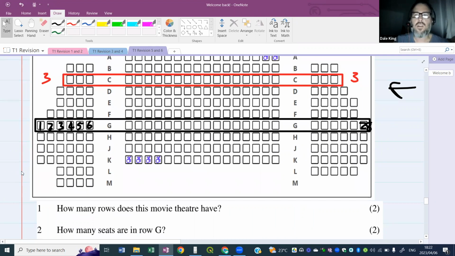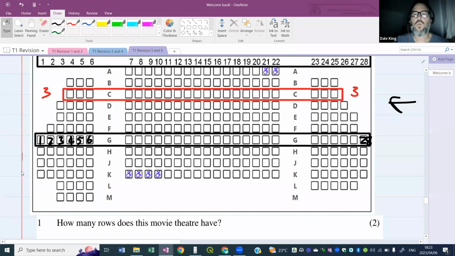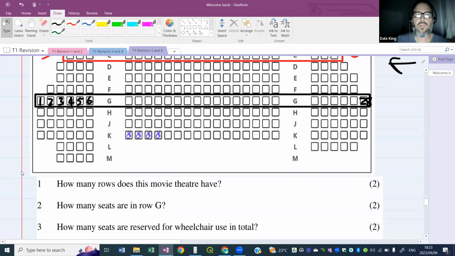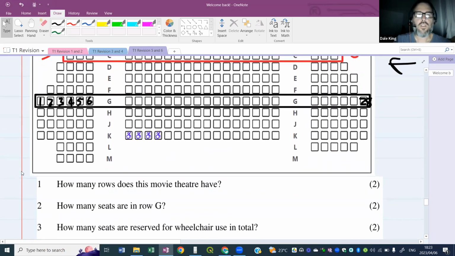Now they could link a whole lot of questions to this. They could say, what will be the total cost of seats for row G? What will be the total cost of seats for row B? What percentage of the total cost of all the seats in the theater is row B's seats? Then you would count all the seats in row B, count all the seats in the theater, and then try and work it out from there.